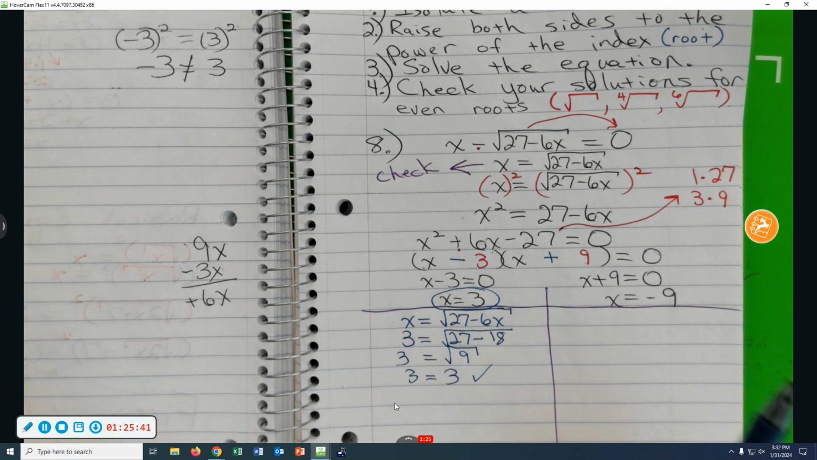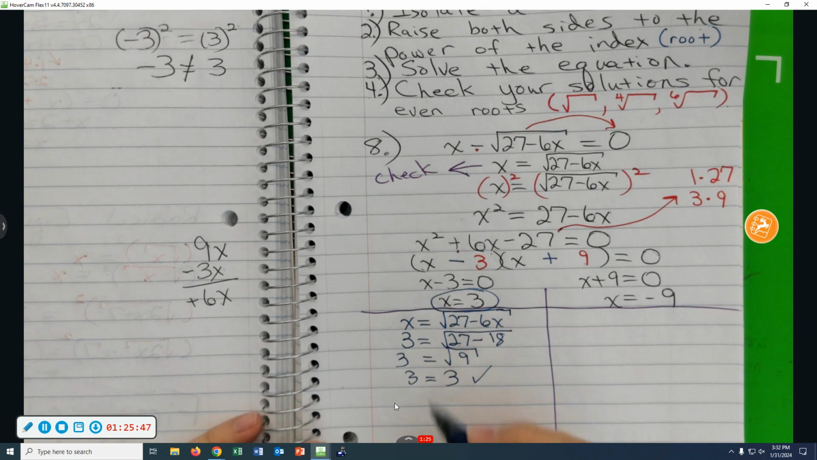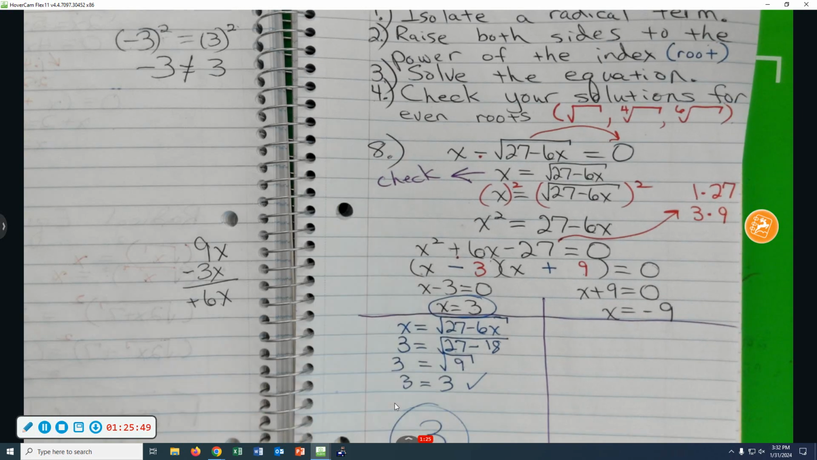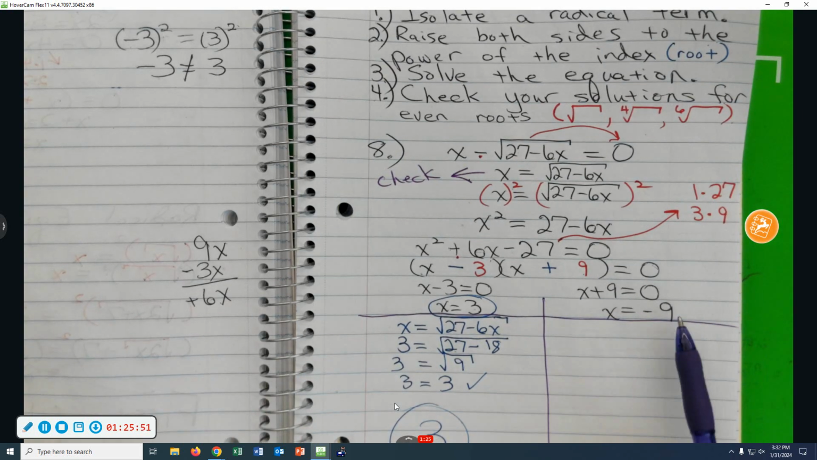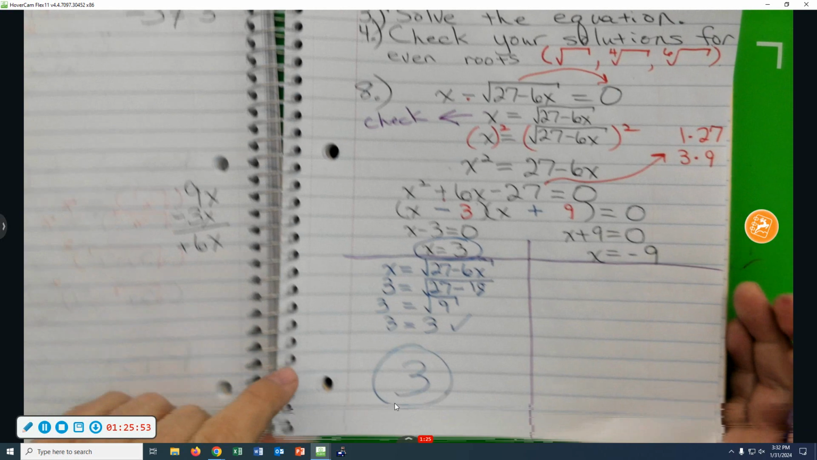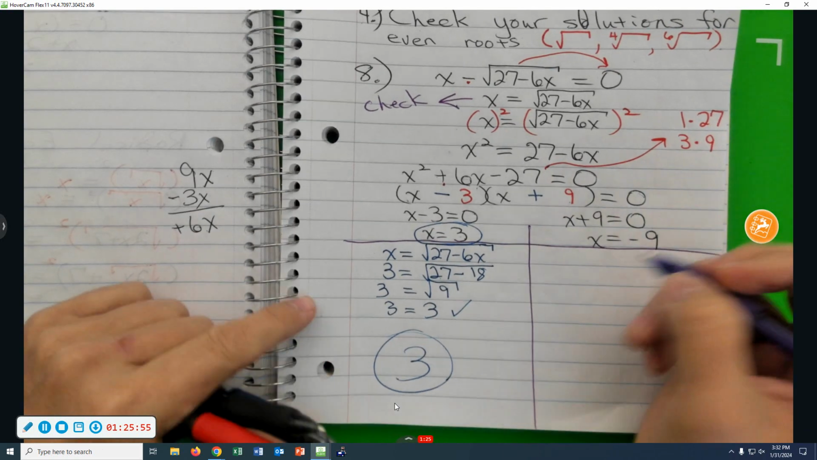You circled x equals, but you're only typing in the 3. Be careful. You only type in 3 as the solution. Okay, that's the first solution. Now let's check this negative 9. Let's check the negative 9.